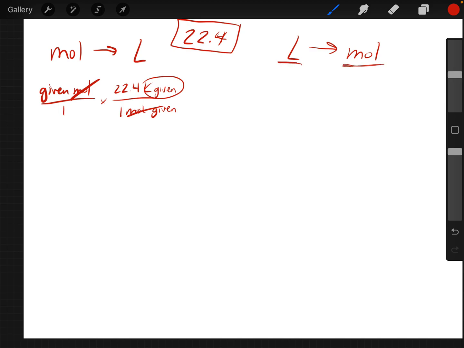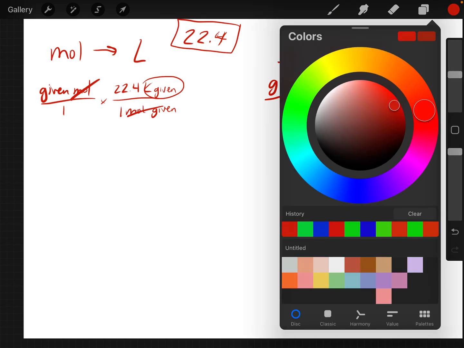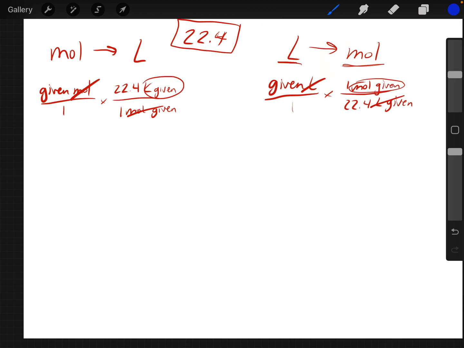If we want to go from liters to moles, if they gave us liters and they're trying to get us to go to moles, we're going to start with given liters over 1 times 1 mole of given over 22.4 liters of given. Once again, we're putting liters on the bottom because we're trying to get rid of liters and be left with moles. I hope you see this pattern for all these conversions.